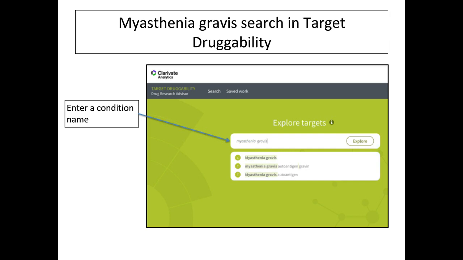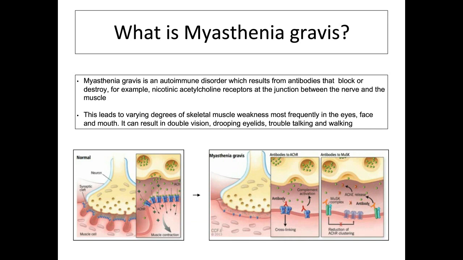Before we continue, I would like to explain briefly what myasthenia gravis is. An autoimmune disease where antibodies either block or destroy, for example, the nicotinic receptors at the nerve-muscle junction. This attack by antibodies leads to skeletal muscle weakness. Of course, there are other proteins attacked by these antibodies, for example, the muscle-specific kinase.